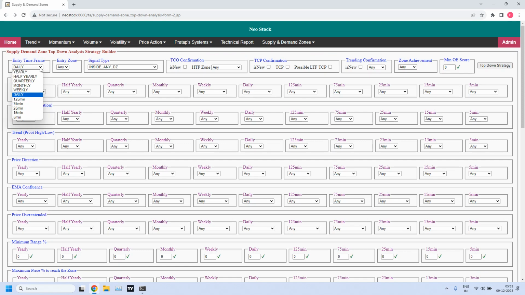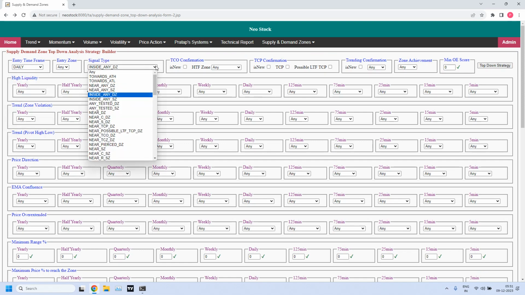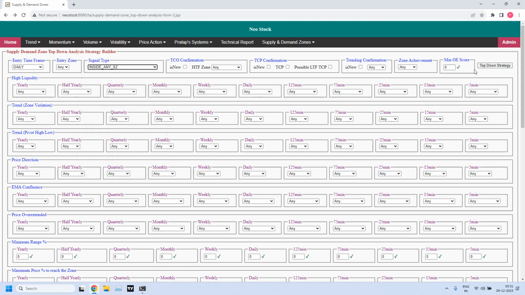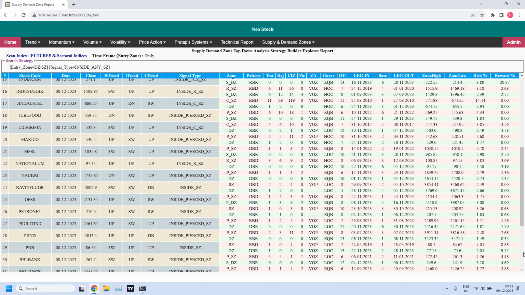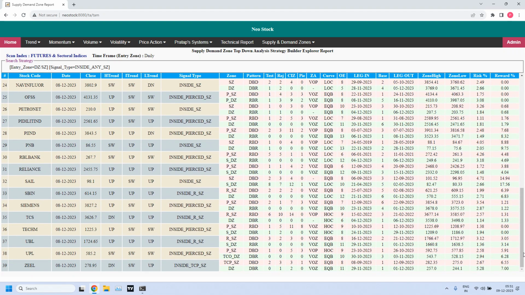Let's go back. Entry time frame is daily. Let us find the stocks where price closed inside daily supply zone. So this is the filtered list. So total 39 stocks are filtered where price closed inside daily supply zone.